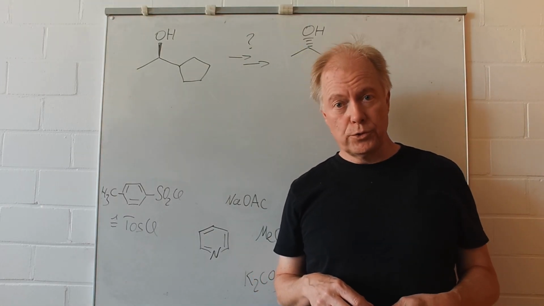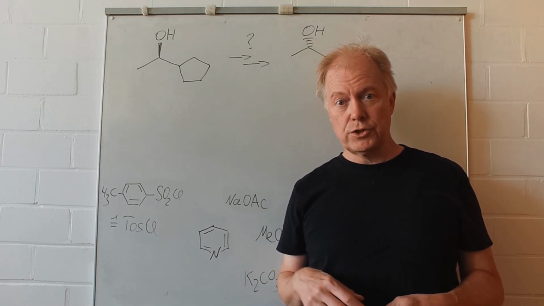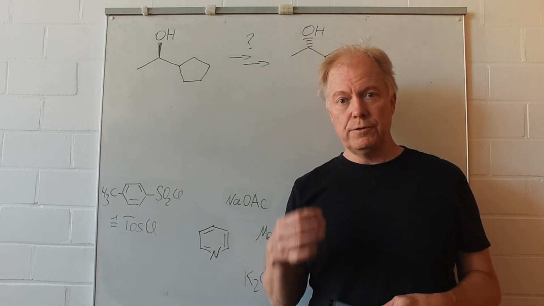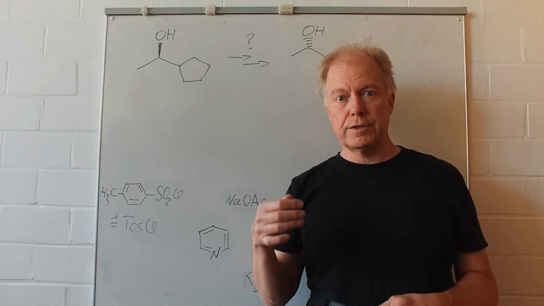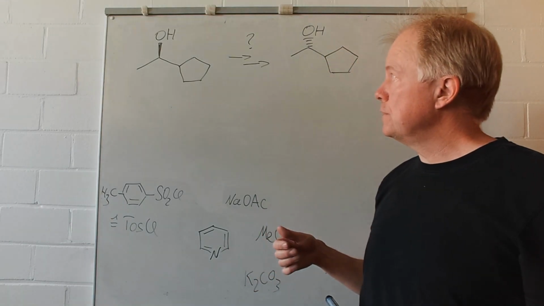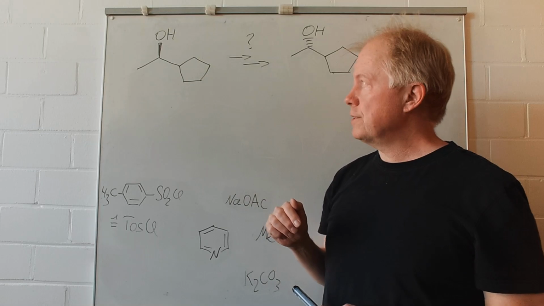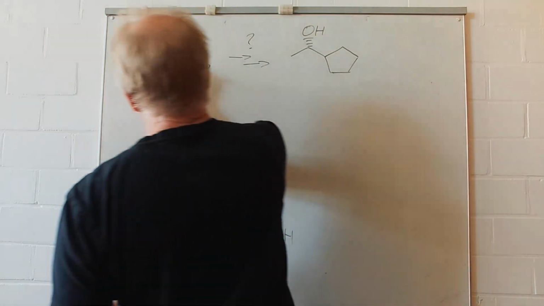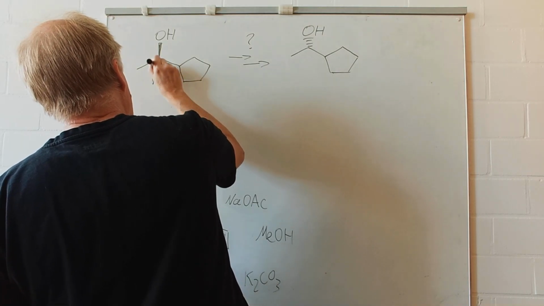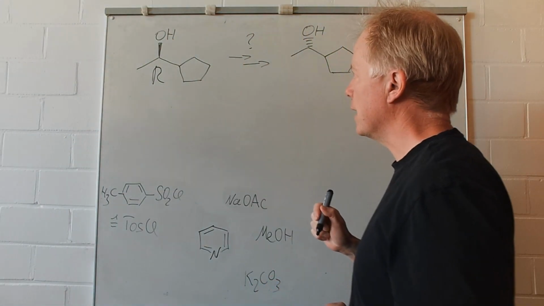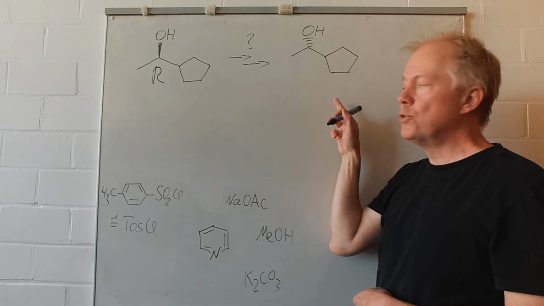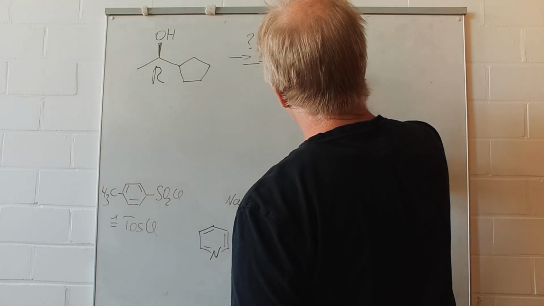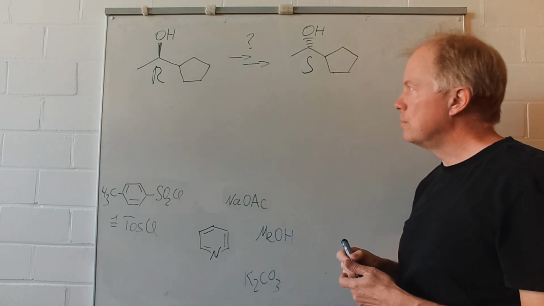In today's tutorial, we will discuss the question: how can we achieve the inversion of a stereogenic center, with the example of a secondary alcohol? Here we have the R enantiomer, and we would like to achieve the inversion to the S enantiomer.